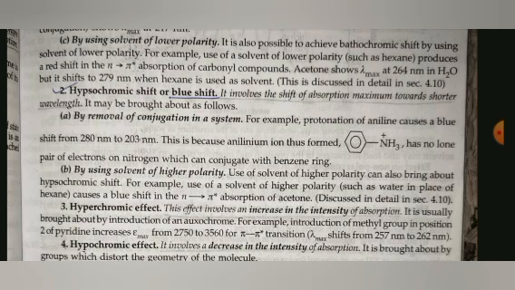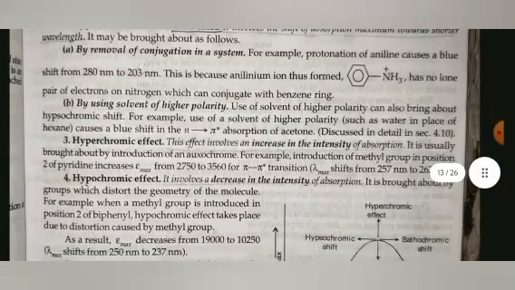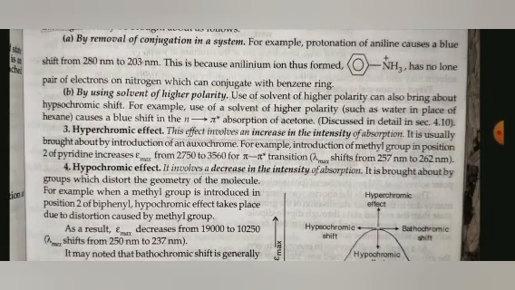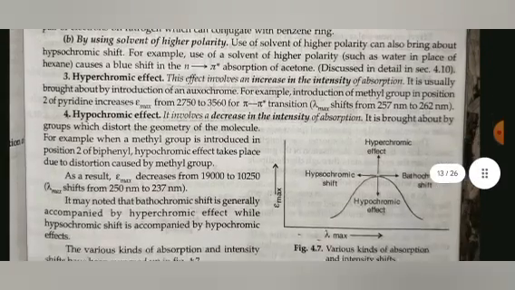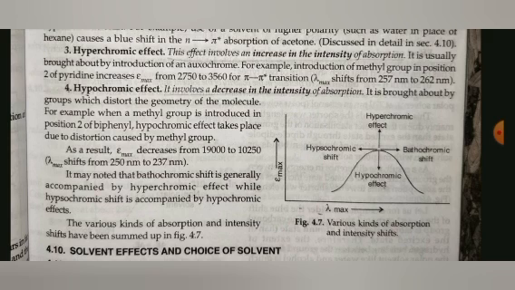Hypsochromic shift or blue shift. It involves a shift of absorption maximum toward shorter wavelength. This may be brought about as follows. First is by removal of conjugation in the system. For example, protonation of aniline causes a blue shift from 280 nanometer to 203 nanometer. This is because the anilinium ion thus formed has no lone pair of electrons on nitrogen which can conjugate with the benzene ring. Second, by using solvent of high polarity. Use of solvent of high polarity can also bring about a hypsochromic shift. For example, use of solvent of high polarity causes a blue shift in the n to pi star absorption of acetone.